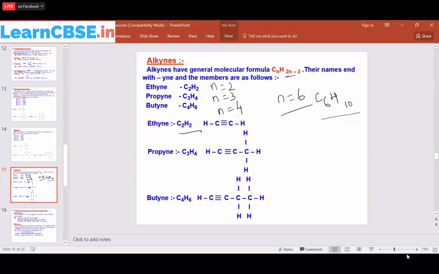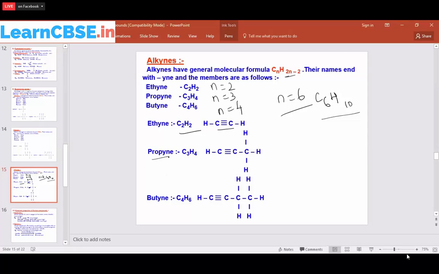So C2H2: C triple bond C. Now the carbon is making a triple bond with the other carbon atom, and a single bond with the hydrogen atom over here. And this carbon is also making a single bond with this hydrogen atom. So it makes 4 bonds over here.